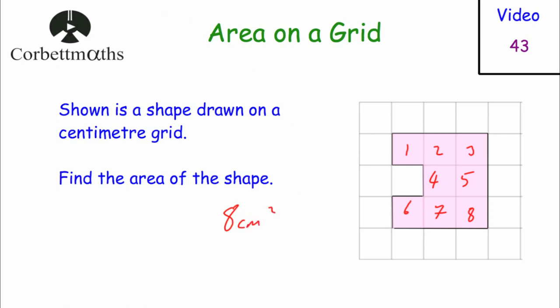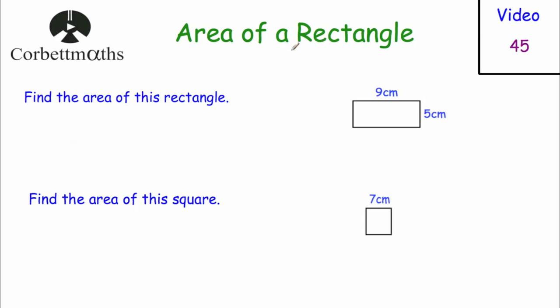Okay, our next topic. So now we're going to look at finding the area of a rectangle. So to find the area of a rectangle, we multiply its length by its width. So here we've got a rectangle, its length is 9 and its width is 5. So we just do area is equal to length times width. So it's going to be the length, which is 9, multiplied by the width, which is 5. And 9 times 5 is equal to 45. Now make sure we put the right units on, it's centimetres, so it's going to be 45 centimetres squared.